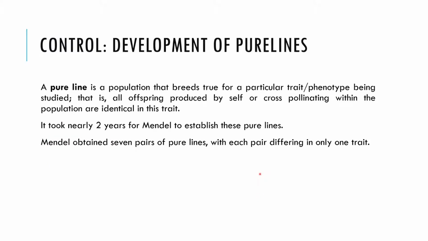Further, Mendel developed pure lines which he would use as control for his experiments. A pure line is a population that breeds true for a particular trait or phenotype being studied. That is, all the offspring produced by self or cross-pollinating within the population are identical for this trait. It took him nearly 2 years to develop these pure lines, and he got 7 pairs of pure lines with each pair differing in only one trait. So we have to appreciate the amount of work he put in to develop these controls prior to starting his experiments.